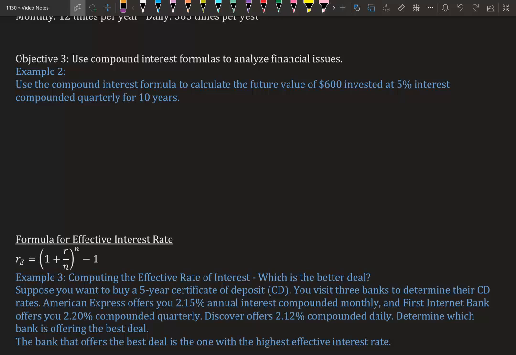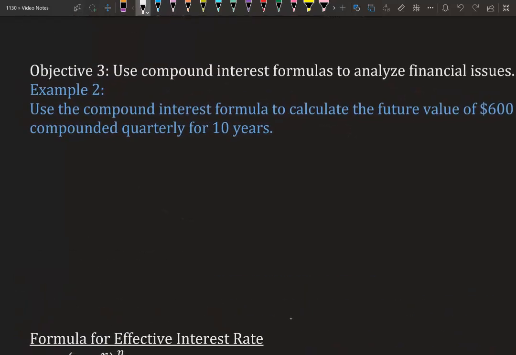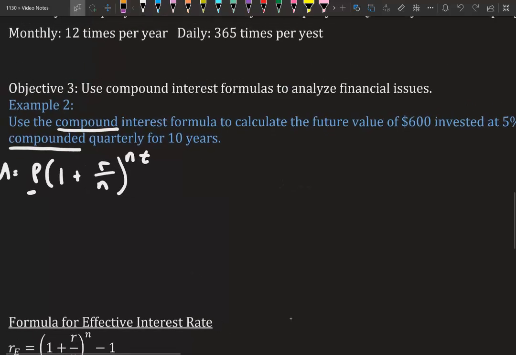Let's use the compound interest formula to calculate the following value of 600,000 invested at 5% interest compounded quarterly for 10 years. So since we're talking about compound interest and it's compounded a certain number of times, we're going to be using A equals P times (1 plus R over N) to the power of NT. So our P, we invested $600.